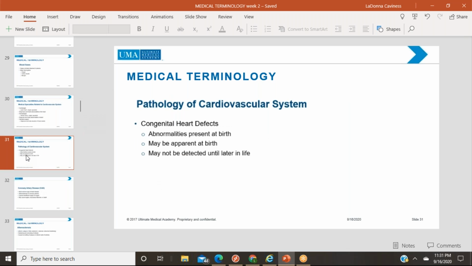Pathology of the cardiovascular system. Congenital heart defects: abnormalities present at birth, may be apparent at birth, may not be detected until later in life. So again, with congenital heart defects, sometimes it may be apparent at birth, and sometimes it may not be noticed until later in life that the child has some type of issue with the heart.